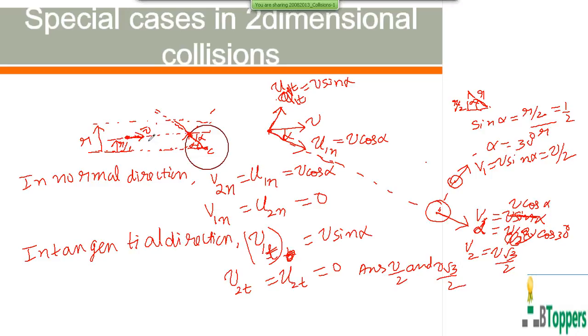That means after the collision, the first particle moves in this direction, tangential to the sphere through the point of contact of the particle with the sphere. And after collision, the sphere moves in this direction, that is along the normal to the initial surface of the sphere, like this. So after collision, the magnitude of velocity of the first particle is v by 2 and the magnitude of velocity of the sphere is v root 3 by 2.